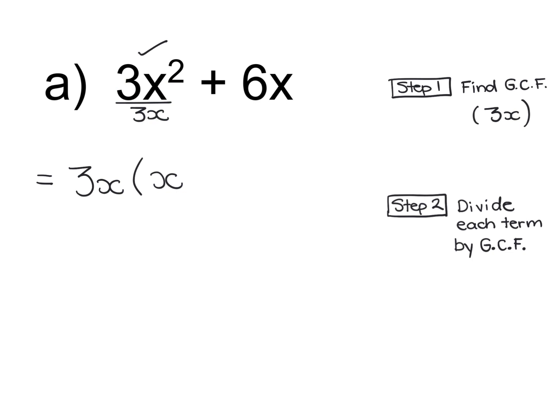Okay, now let's move on to the second term, the 6x. So let's divide the 6x by the greatest common factor, which is 3x. Now, positive 6 divided by positive 3 is just going to be positive 2. So let's write that down. And now let's do x divided by x, which just happens to be 1.